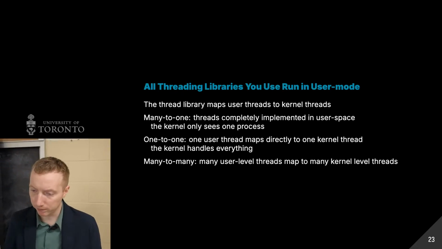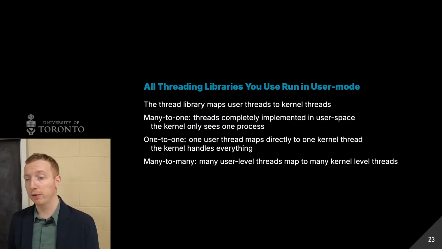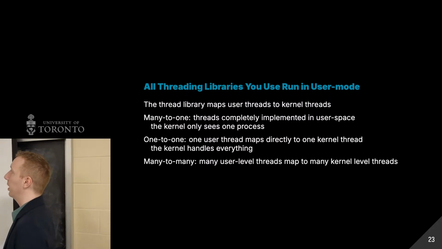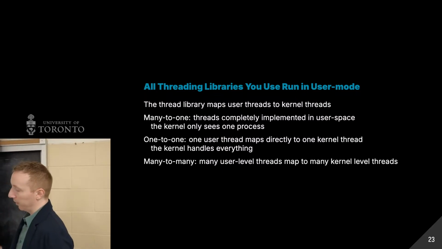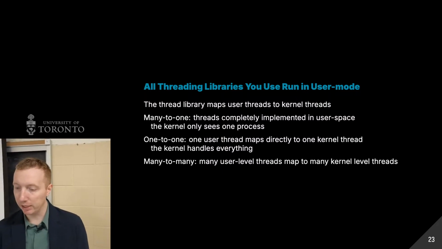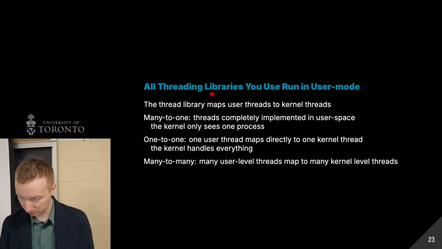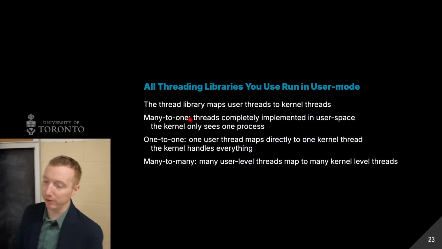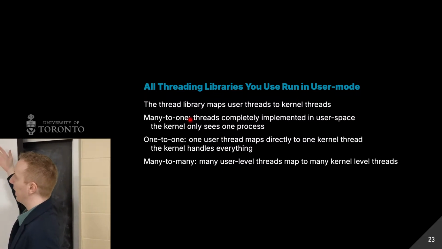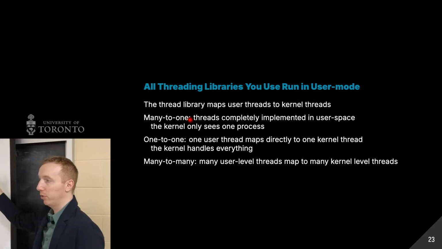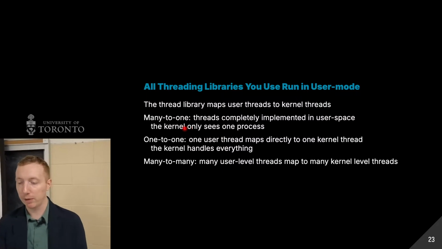So all of the threading libraries you use technically do run in user mode, and that thread library maps threads to kernel threads. So for different implementations, you can have many to one, where many to one means threads are completely implemented in user space. So that means every single user thread is mapped to a single kernel thread. So the kernel only sees one process or one stream of execution.